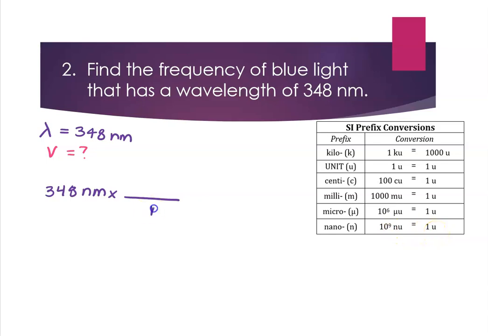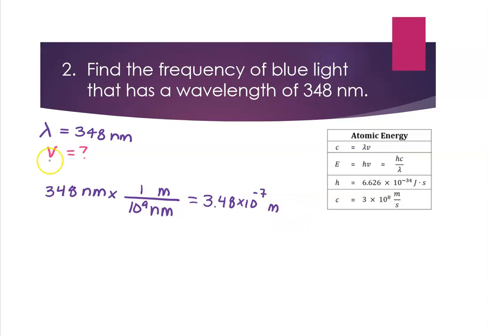So since I have nanometers in the denominator, I put nanometers there. And I put meters on top. So 10 to the 9 nanometers is equal to 1 meter. So when I do this, I get 3.48 times 10 to the negative 7 meters. All right. So now that my wavelength value is in meters, I can continue on with my problem.